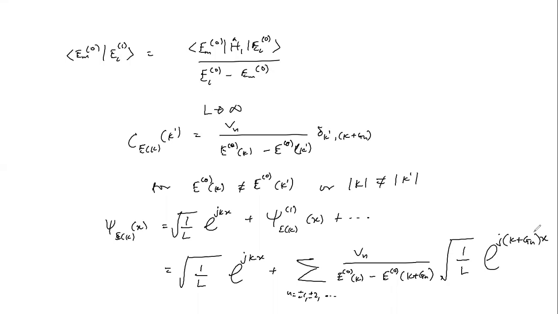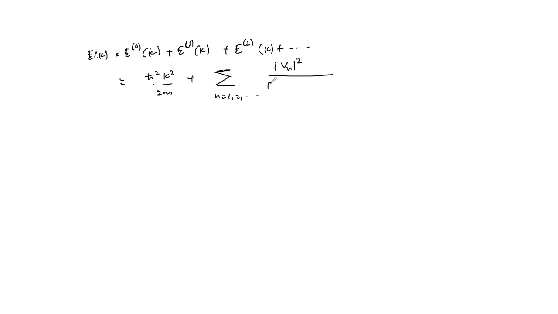Now, since there is no first order correction to the perturbed energy eigenvalues for the crystal potential of the form shown previously, then the lowest order of correction will be the second order, such that E of k will be E naught of k plus the sum over n equal to 1, 2, all the way, of the mod of V sub n squared over E naught of k minus E naught of k plus G sub n. We will have h cross squared k squared over 2m.